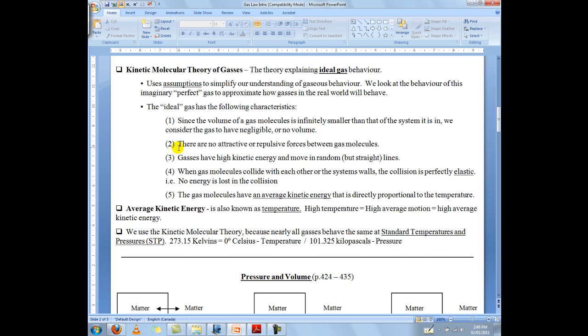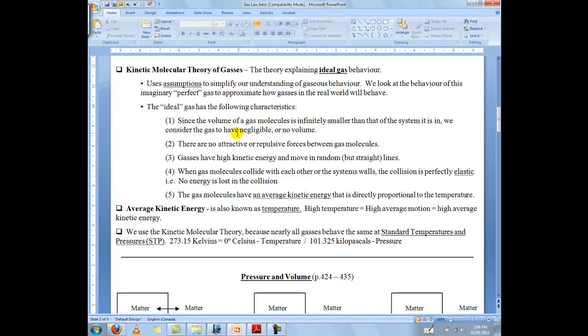The next assumption we make is that there are no attractive or repulsive forces between gas molecules. We're allowed to assume this because gas molecules are very, very far away from each other. They have huge amounts of space between them. Because of this huge space between them, they have a very, very weak attraction for each other. So they pretty much don't affect each other's flight paths or movements. So it's easier for us to just say there are no interactions between gas molecules.